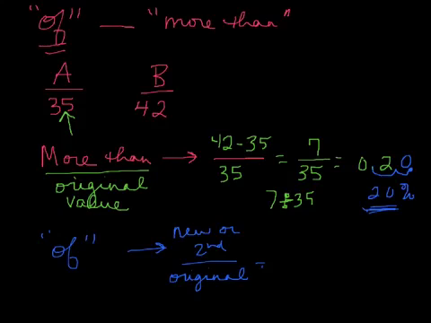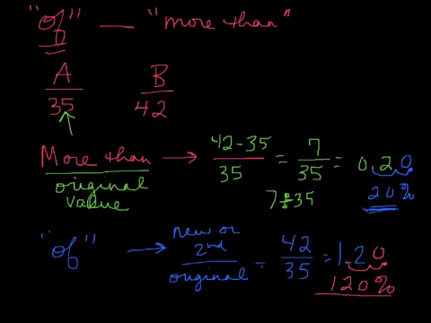So if I want to know what percent of the first value person B has, person B would go on top because that's the second person or the new person. The original value was 35. Those are your two numbers. You divide those in your calculator. You get 1.2. And then when you convert that to a percent, move the decimal 2 places. If you have a gap, fill it in with a 0. That would be 120%. So person B makes 120% of what person A makes.